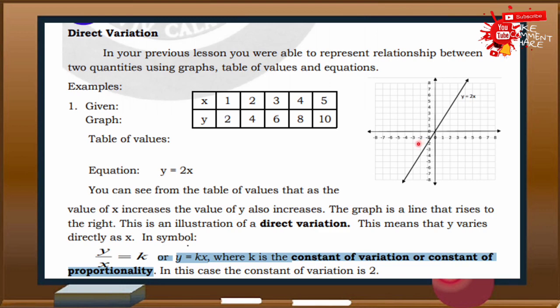So natatandaan nyo, nung kayo ay grade 8, pinag-aralan natin ang graph. When the graph rises to the right, it means that the graph is increasing. This means that y varies directly as x, in symbol, y equals kx, or y over x equals k, where k is the constant of variation, or constant of proportionality. In this case, the constant of this equation is 2.